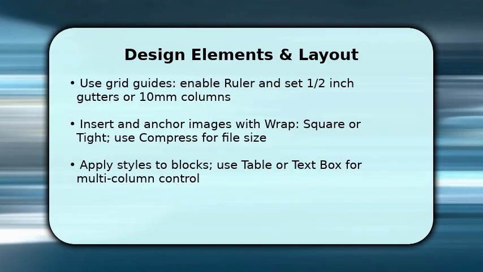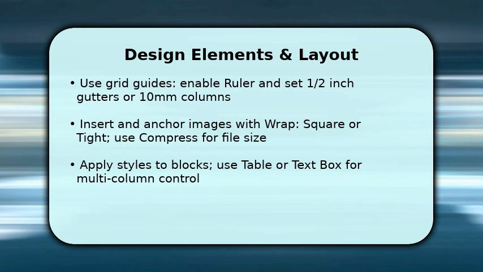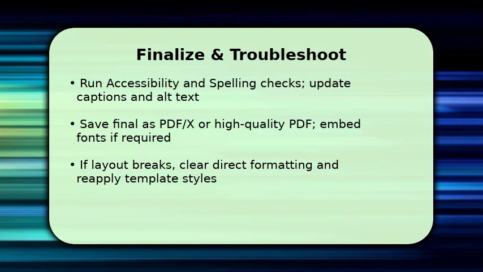Compress images to balance quality and file size. Use tables or text boxes to enforce multi-column content, and then apply your predefined styles to each block. This keeps spacing consistent, and you finish by running accessibility and spelling checks and adding alt text to images so the document is usable by everyone.